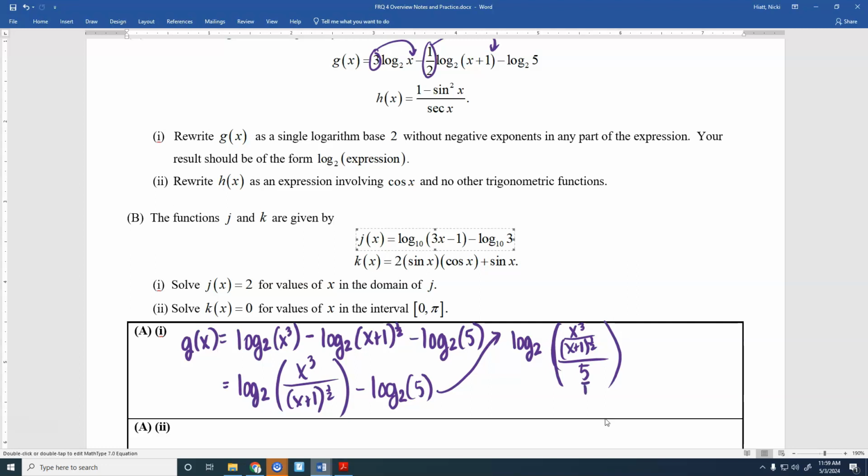So if you put that over 1, you will get log base 2 of x to the third over x plus 1 to the 1/2 times 1/5. And I think I would write that like this, log base 2 of x to the third over 5 times x plus 1 to the 1/2. I think that's going to be the best way to leave the answer.